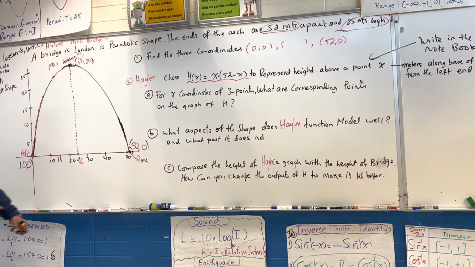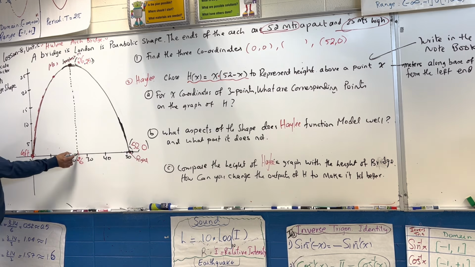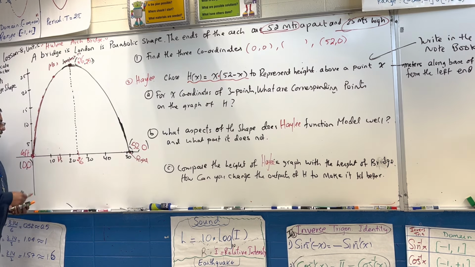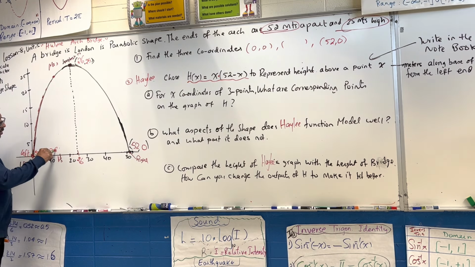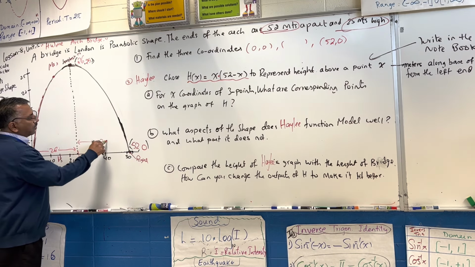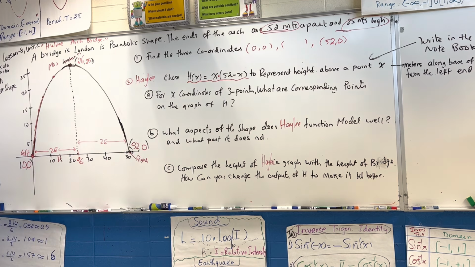Is that okay? So the maximum height is 25 when this point is at a distance of 26. From here to here is 26, and from here to here is also 26. Make sense? Correct, no? Cesar is okay? Daniel? Make sense so far?